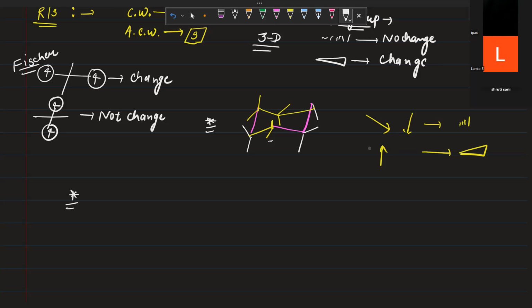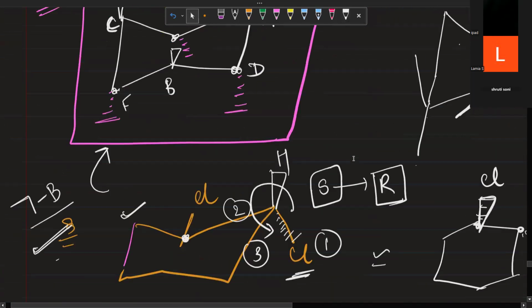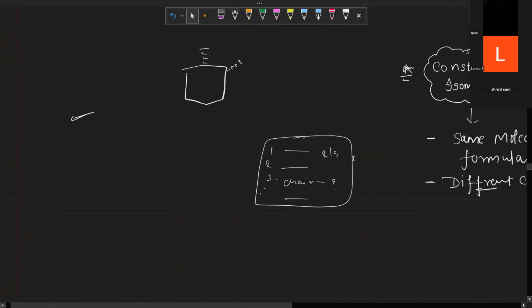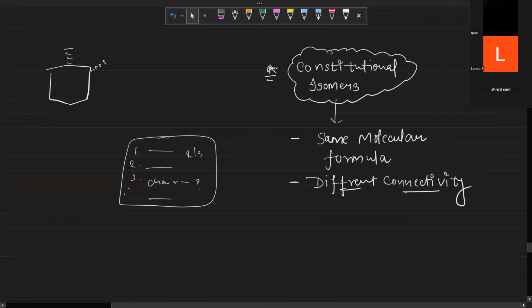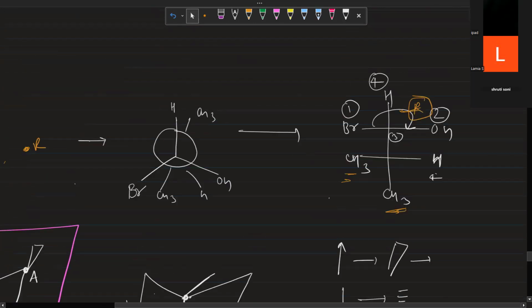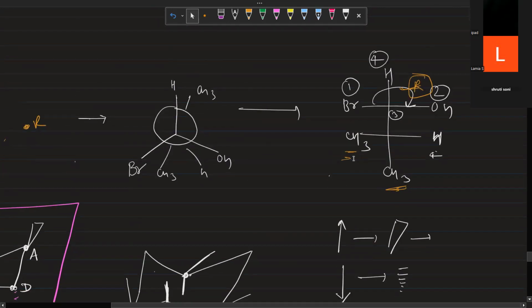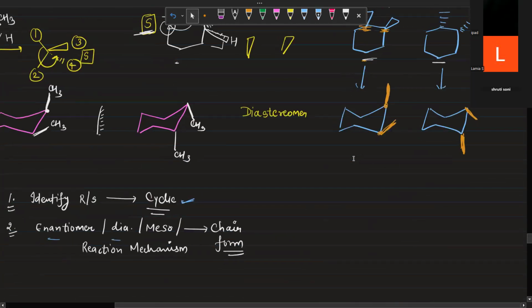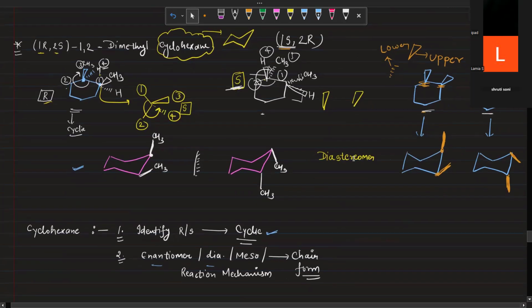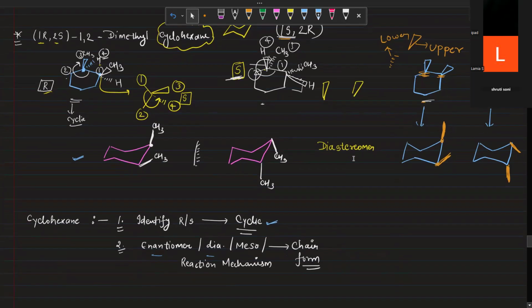Then, do we discuss anything else in R and S except these groups? Do you remember? Okay, what is constitutional isomer? Constitutional is where there's no change in configuration or anything, right? It's just the way that it's connected, the bonded atoms. Yes. The molecular formula will be the same and the connectivity is different. Then we discuss the edge.